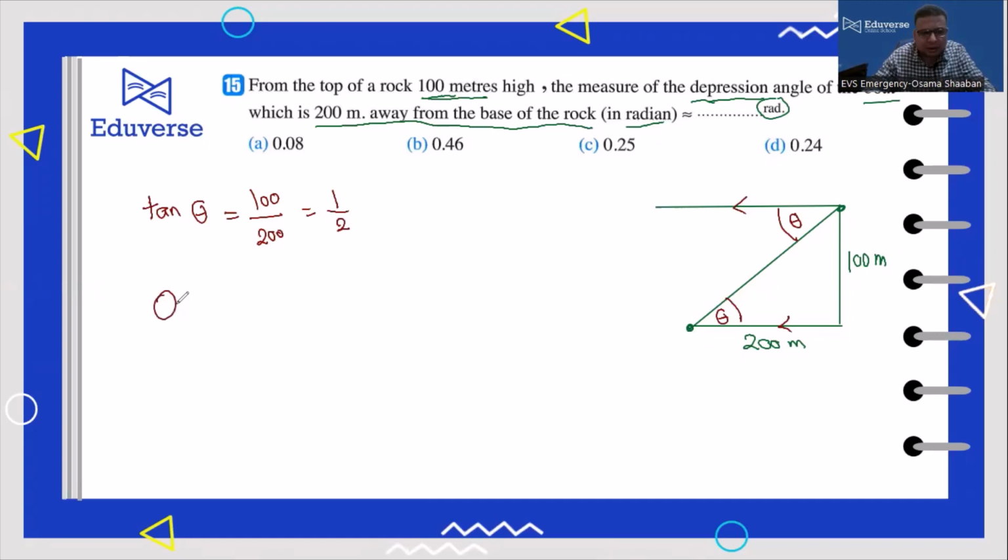So tan theta is half. To get the value of theta, shift tan of half. You will get it in radian. If you calculate in the radian system, you will get 0.46 radian. So in radian here, you will get 0.46.